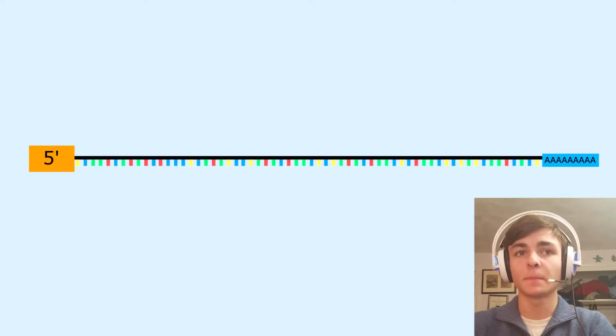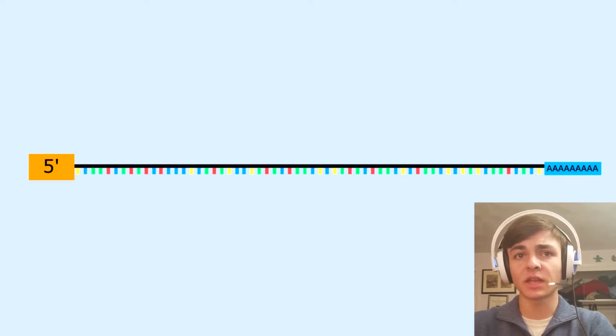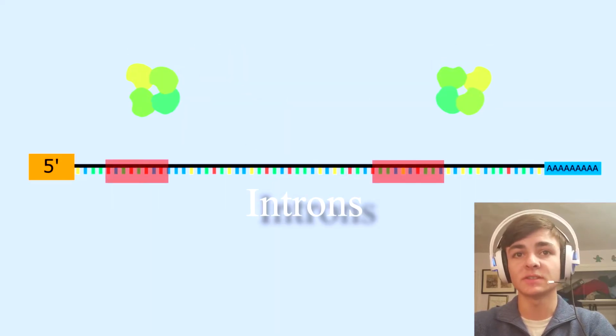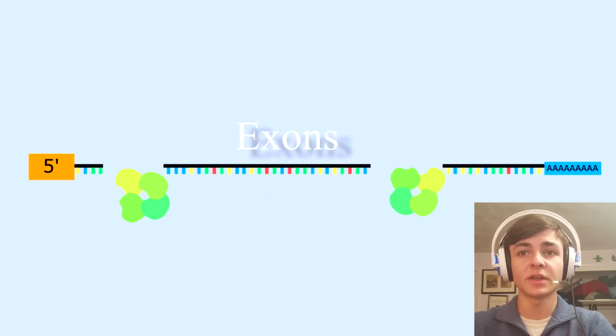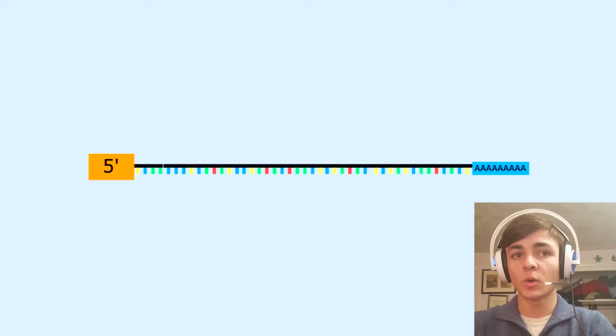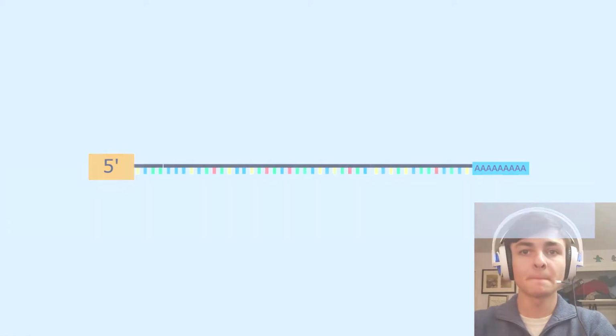In addition to the modifications on the ends of the RNA, complexes called spliceosomes remove segments of non-coding bases called introns. The remaining coding segments are called exons and are joined together by the spliceosomes. Once these changes have been made, the mRNA can travel to the cytoplasm.